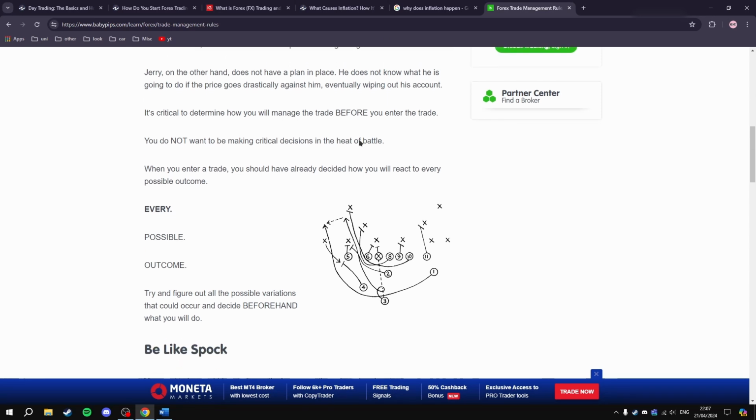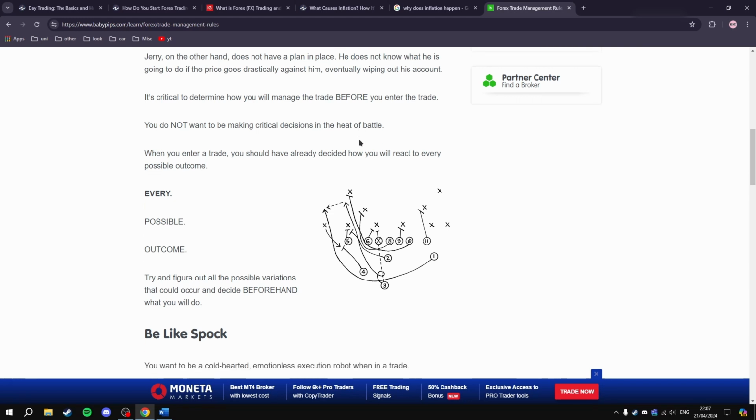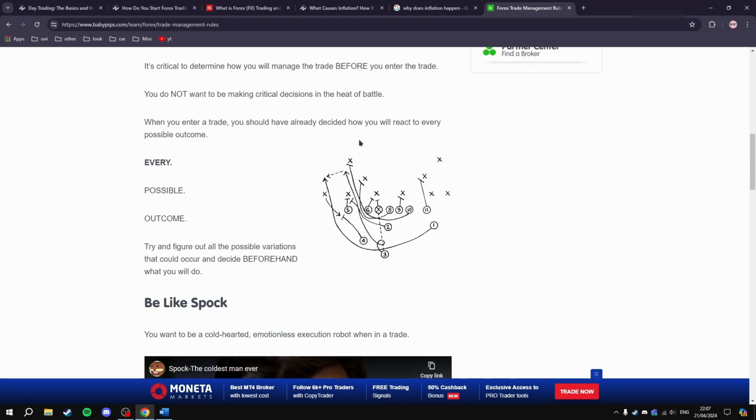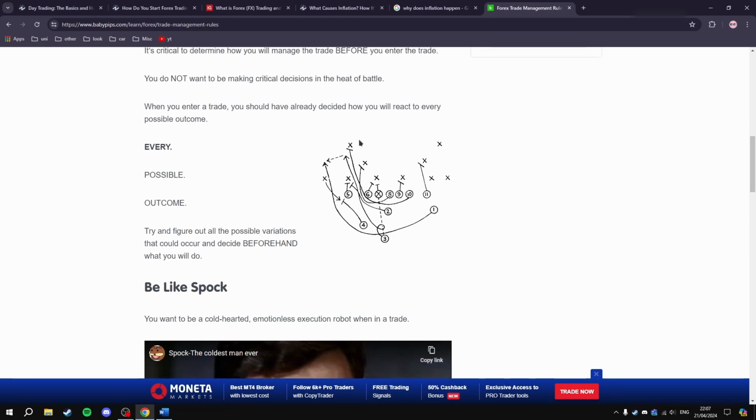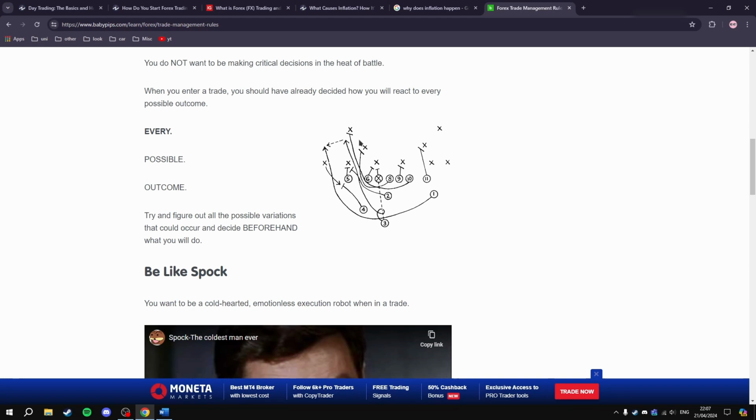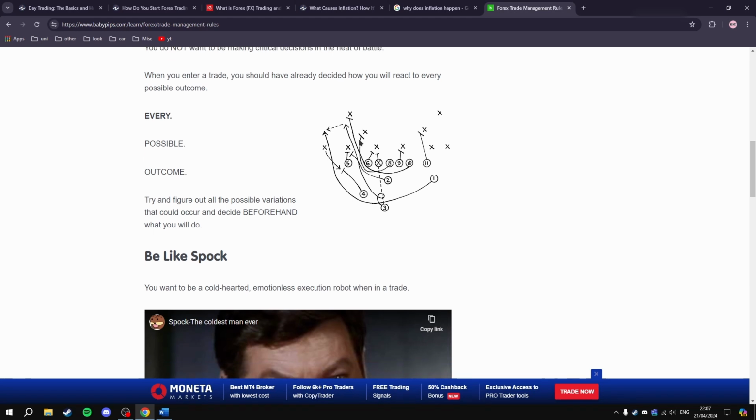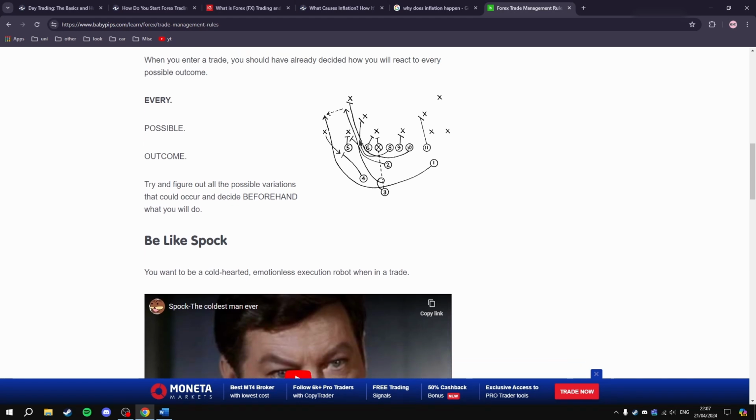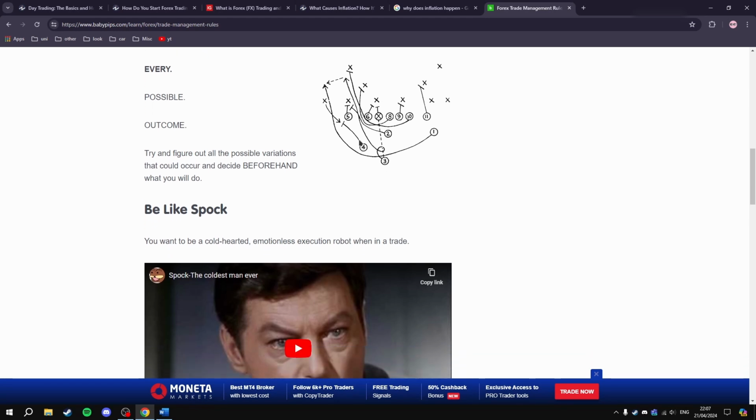Jerry, on the other hand, does not have a plan in place. He does not know what he's going to do if the price goes drastically against him, eventually wiping out his account. It's critical to determine how you will manage the trade before you enter the trade. You do not want to be making critical decisions in the heat of the battle. When you enter a trade, you should have already decided how you'll react to every possible outcome. Try and figure out all the possible variations that could occur and decide beforehand what you'll do.